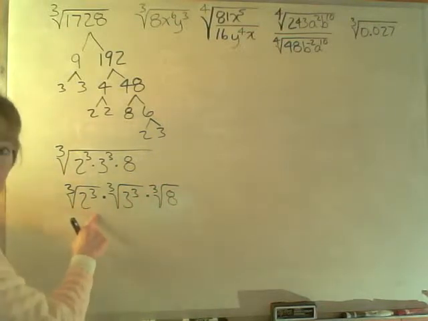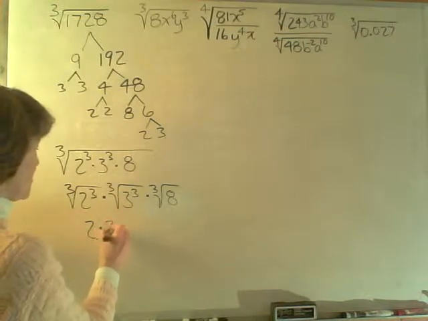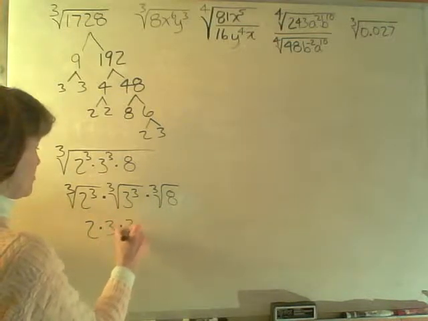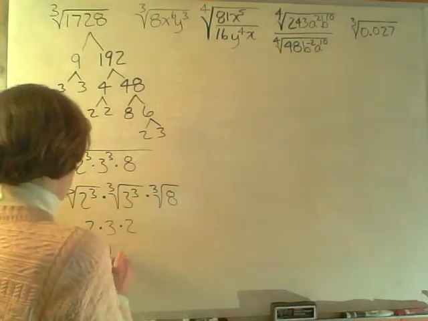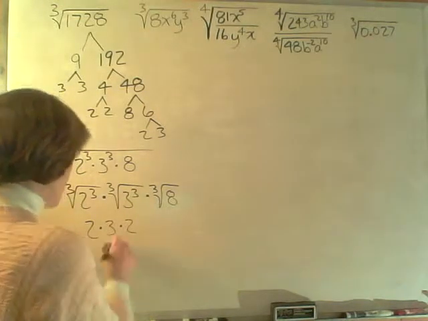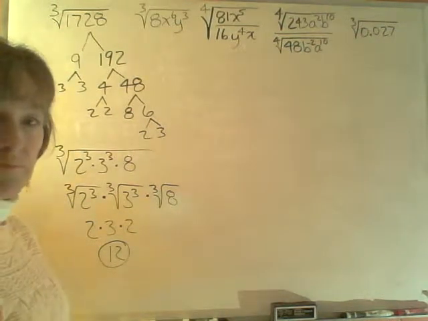Well, the cube root of 2 to the third is just 2. The cube root of 3 to the third is just 3. And the cube root of 8 is 2. So when I multiply, 2 times 2 is 4, 4 times 3 is 12, and I get that 12 is the cube root of 1728.